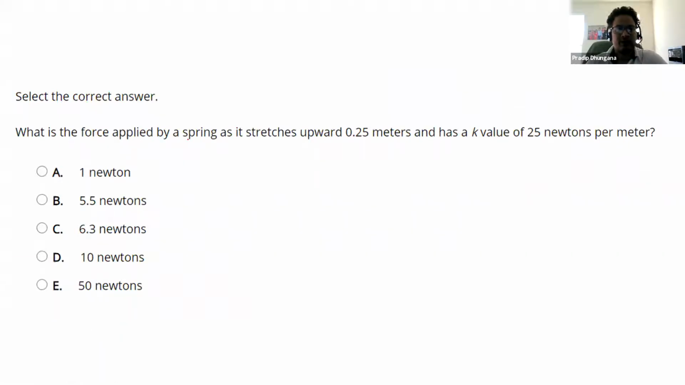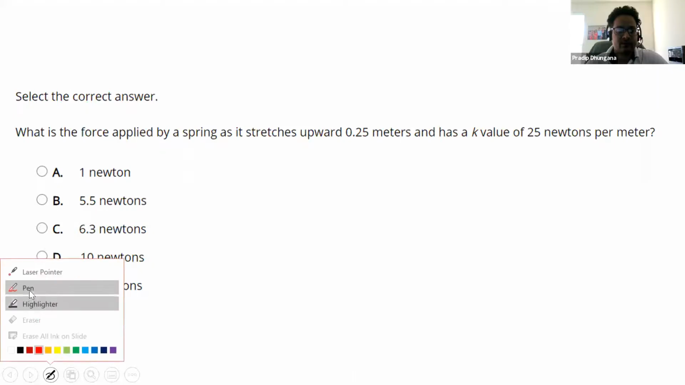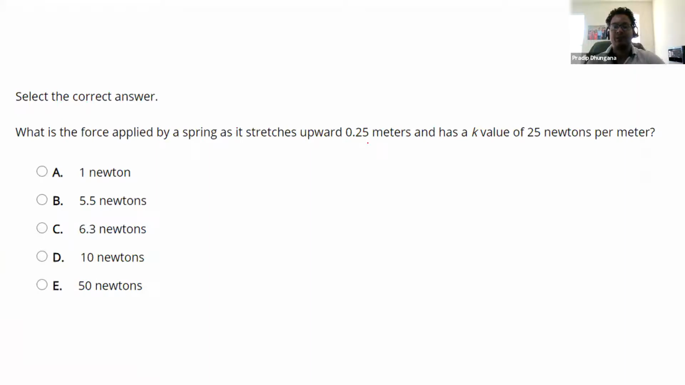The question is, what is the force applied by a spring as it stretches upward 0.25 meters and K value of 25 newtons per meter? So we have to calculate force, and we know displacement, that is 0.25 meters, and spring constant is 25 newtons per meter. That is X, and then we do have K, and according to Hooke's law, force is a product of spring constant and displacement. But in this case, we are just calculating magnitude of force, so we can remove that negative sign and use just Kx. So let's plug in those values.